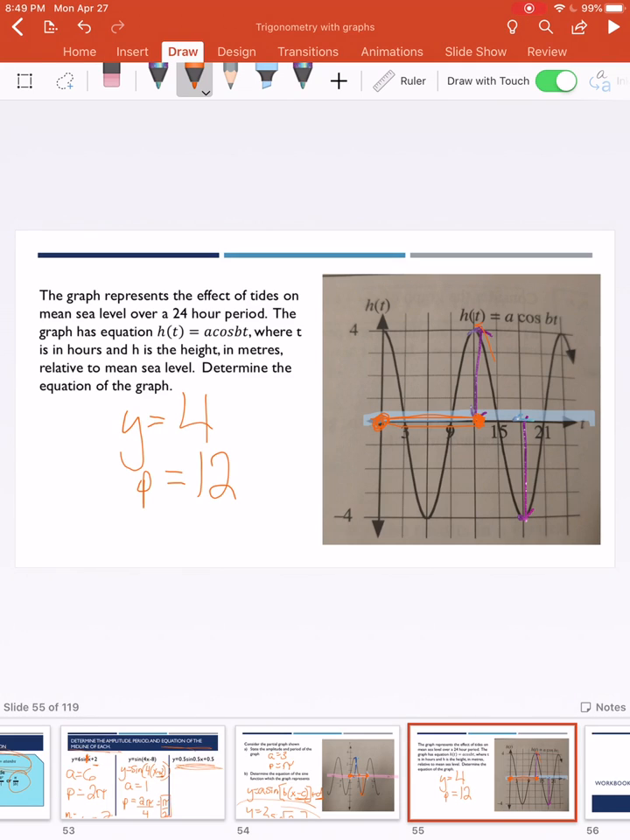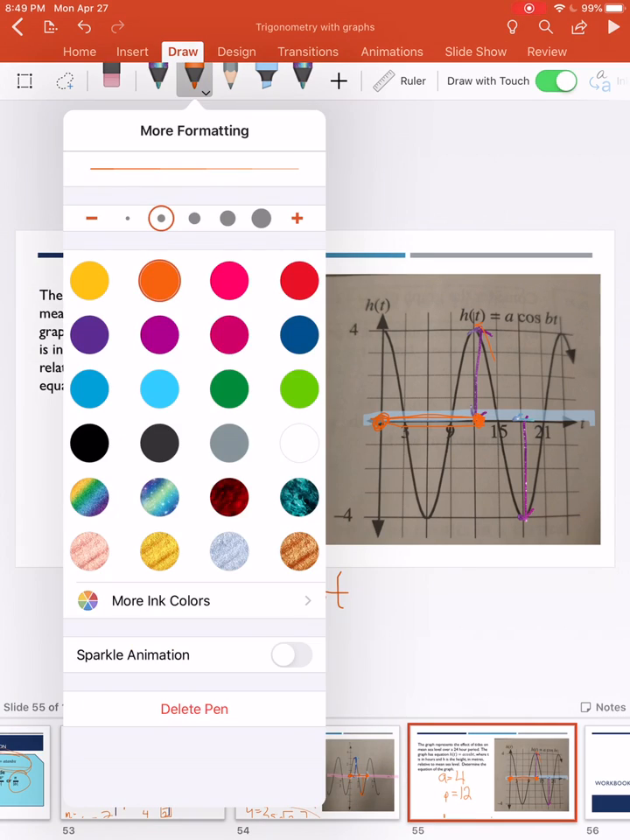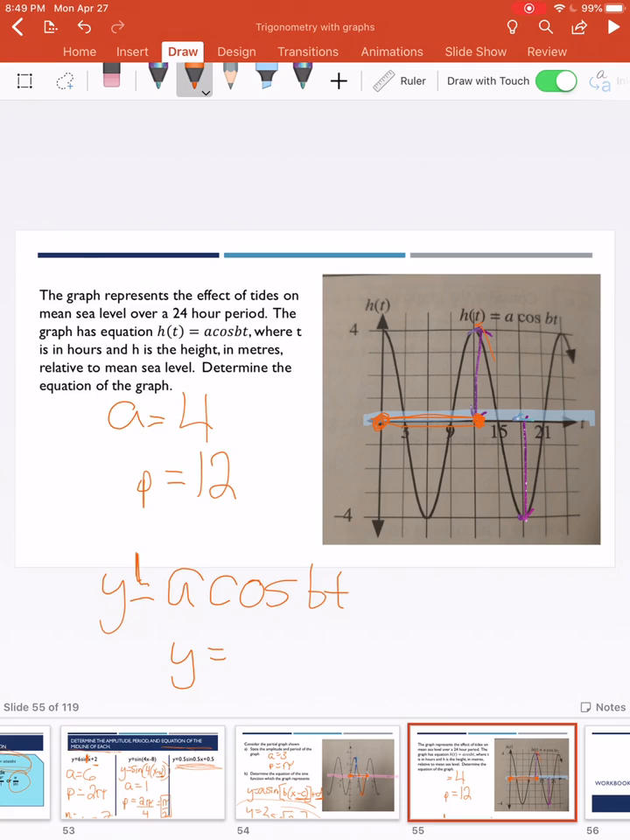Okay, so now we can fill in our equation. y equals a, this time we're doing a cosine graph, cos bt. A equals, and I guess I should have said a instead of y. Whoops. 4 cos.